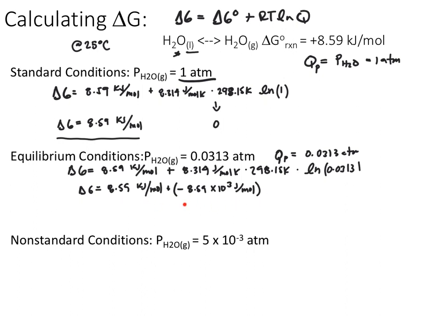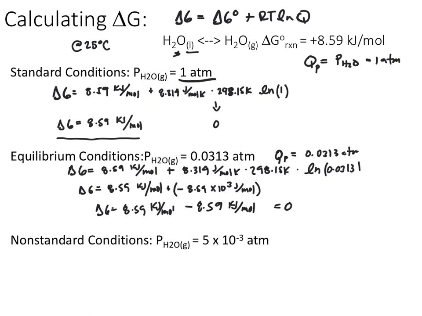Now notice, guys, we can't do the mathematical operation of addition here because we have kilojoules per mole and joules per mole. So we need to convert this one to kilojoules or convert that one to joules, depending on how the question is asked. We just need to move our decimal over 3 times, and we end up with 8.59 kilojoules per mole minus 8.59 kilojoules per mole, and that equals 0. So at equilibrium conditions, we end up with a delta G equal to 0.